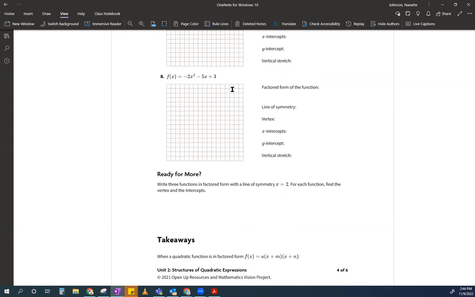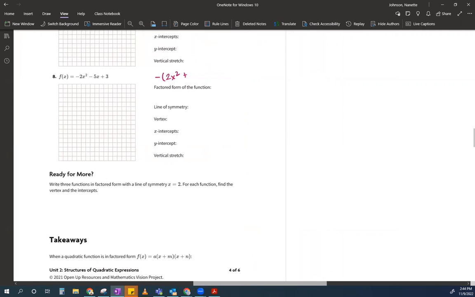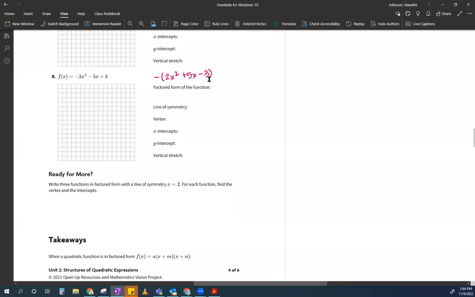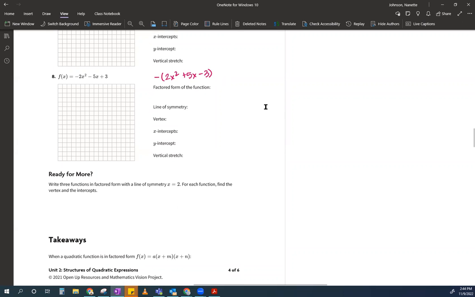So I'm going to go negative parentheses 2x squared plus 5x minus 3. Everybody okay with this? Because I'm doing that, I already know that the negative is going to live there, so I'm going to go negative parentheses as my answer. And then I'm going to use the diamond method, or the X box, to figure this out. You guys can work with me as well. So here's my X, here's my box. You guys remember where everything goes?